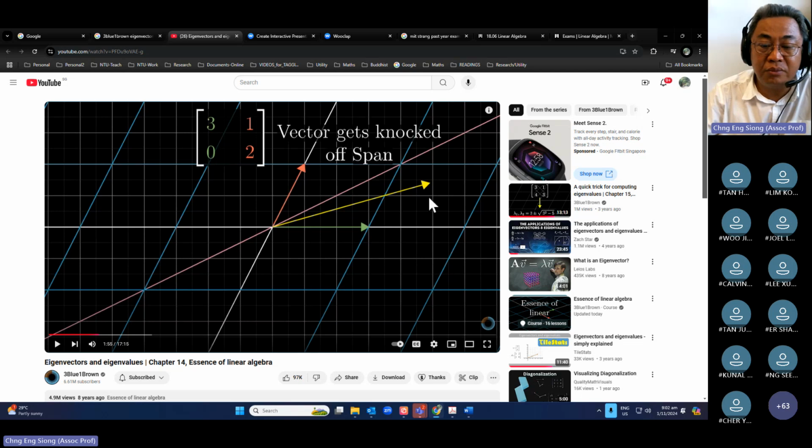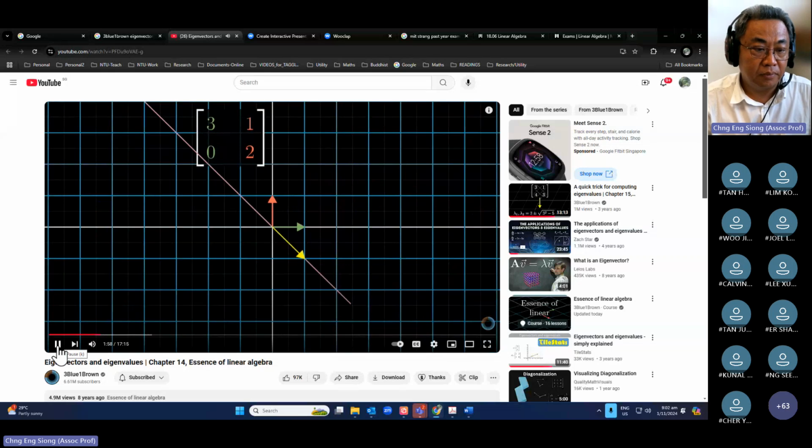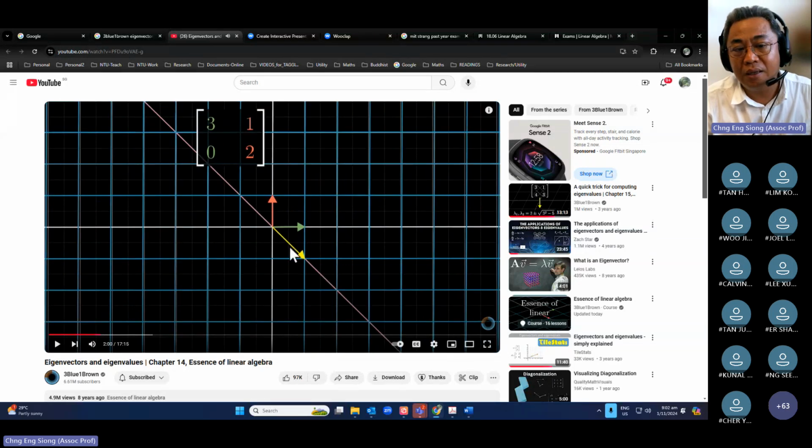However, because we're learning eigenvectors today, we realize that there are very special vectors with certain directions that don't get knocked off the span. Some special vectors do remain on their own span.